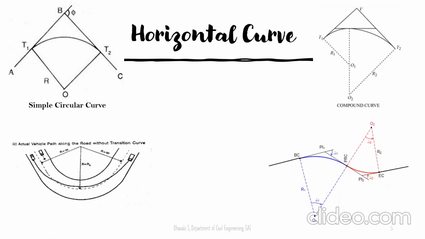Now, one more curve is called a reverse curve. Here it is very clear that there is one straight line and another straight line in the opposite direction. We need to provide a smooth transition between these two straights in the form of a reverse curve. A reverse curve is also called an S curve or serpentine curve because of its shape.